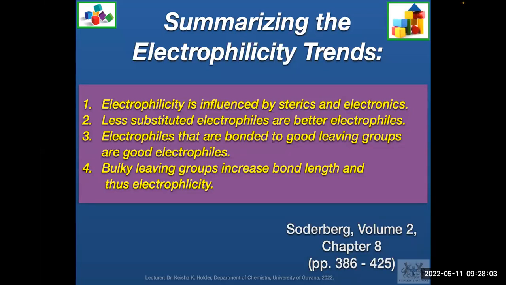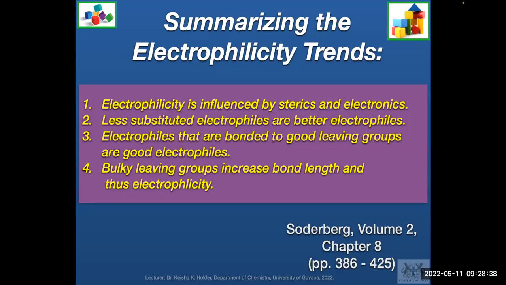So the summary here that is before you is the summary of our electrophilicity trends. We would have spoken about this previously, but we did not summarize it. And even this summary is not airtight, in that it is still going to be developed over time. But the general tenets that govern electrophilicity are the following. One, electrophilicity is influenced by sterics and electronics.